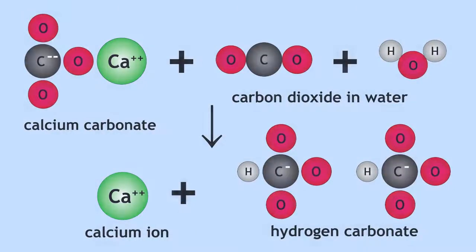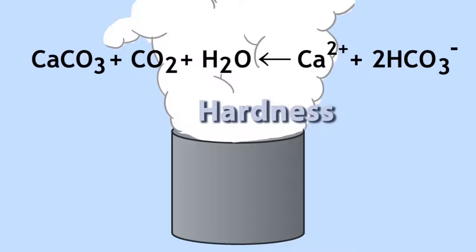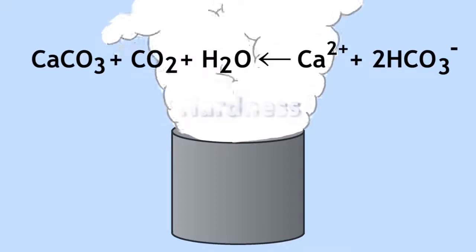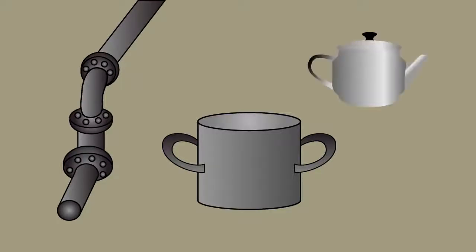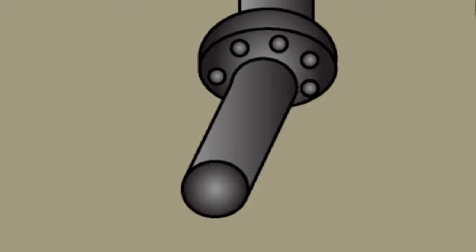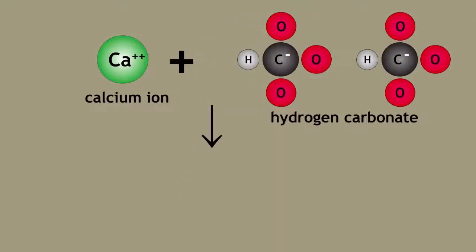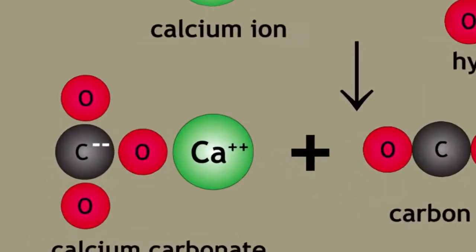This form of hardness is called temporary hardness because boiling reverses the reaction and the hardness is removed. But the limestone will deposit in your pipes, on the cooking utensils, or in your kettle, forming something we call lime scale. And this is also how stalactites are formed in those big caves.